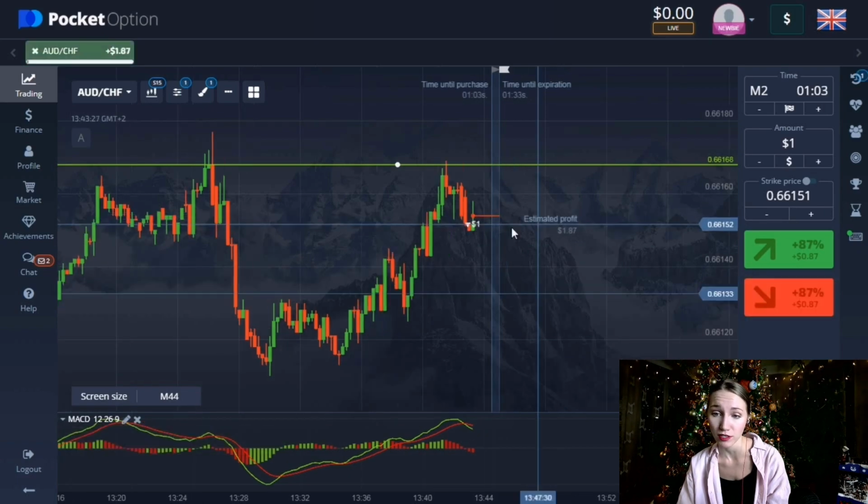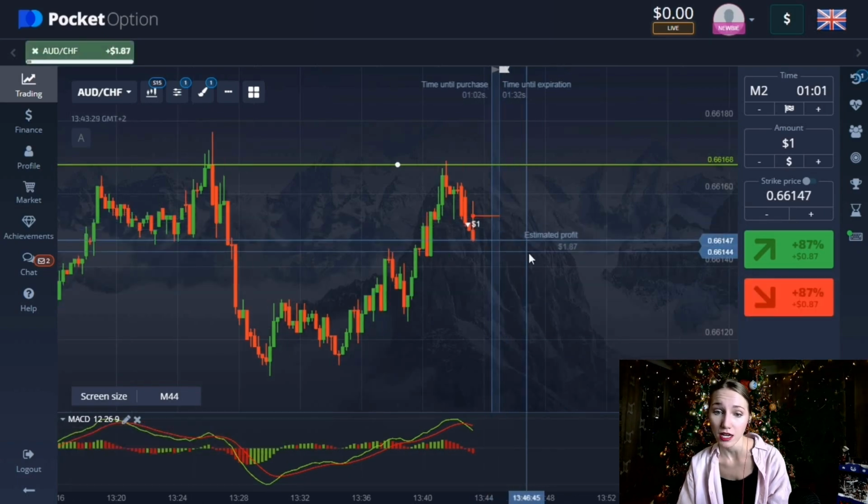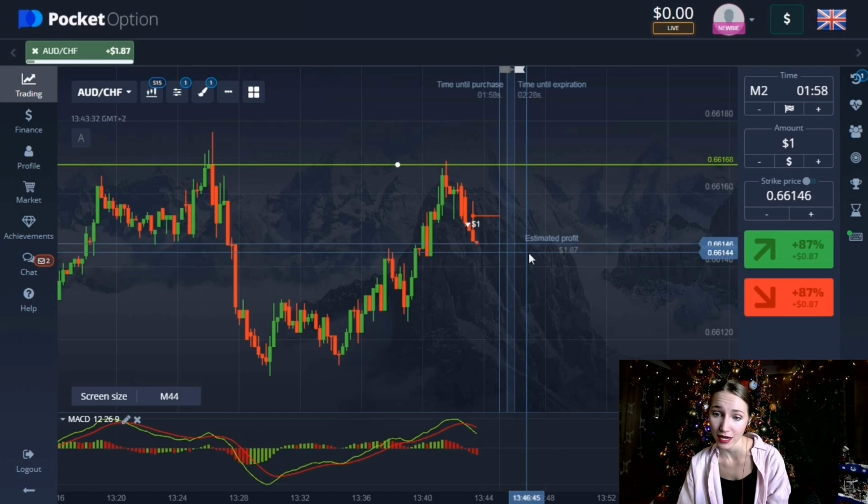So guys, we need to open a trade for 2 minutes down. In this situation I assume that the rollback will take place downward. So guys, let's wait for the end of our trade.